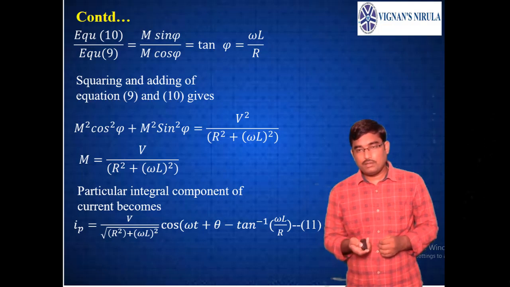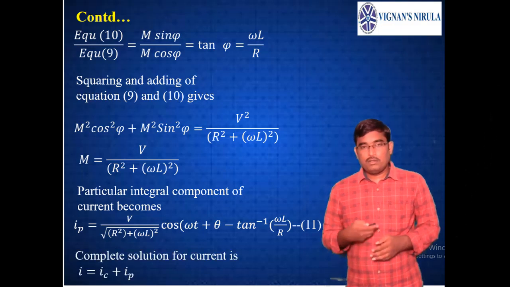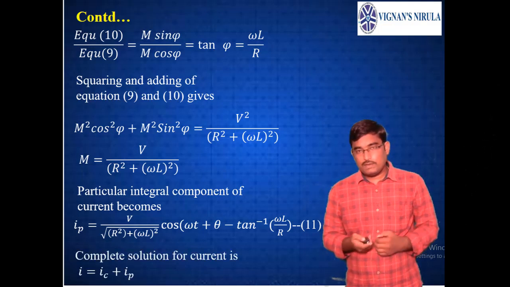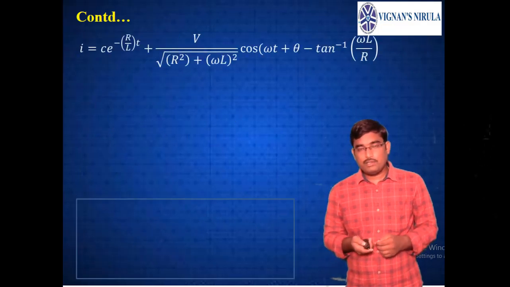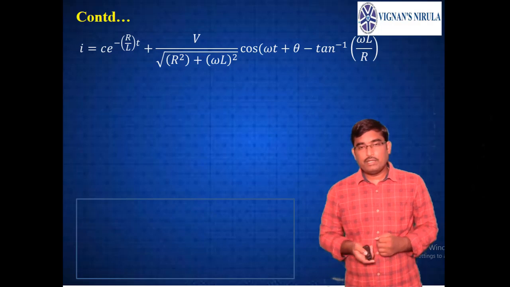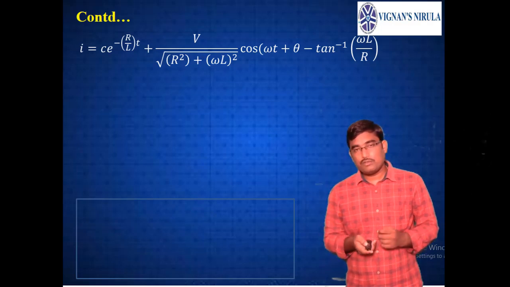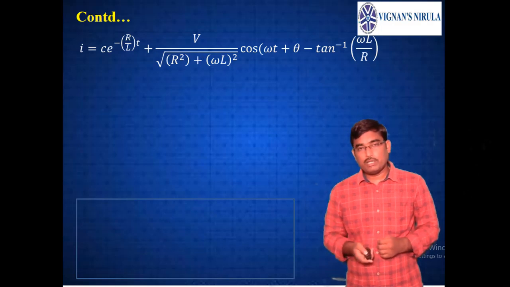Here Ip equals V by square root of R square plus omega L whole square into cos of omega t plus theta minus tan inverse omega L by R. So next, the complete solution will be I equals Ic plus Ip. Previously we got the complementary function as C into e power minus R by L into t. Then I equals C into e power minus R by L into t plus Ip, which we have just obtained, that is V by square root of R square plus omega L whole square into cos of omega t plus theta minus tan inverse omega L by R.